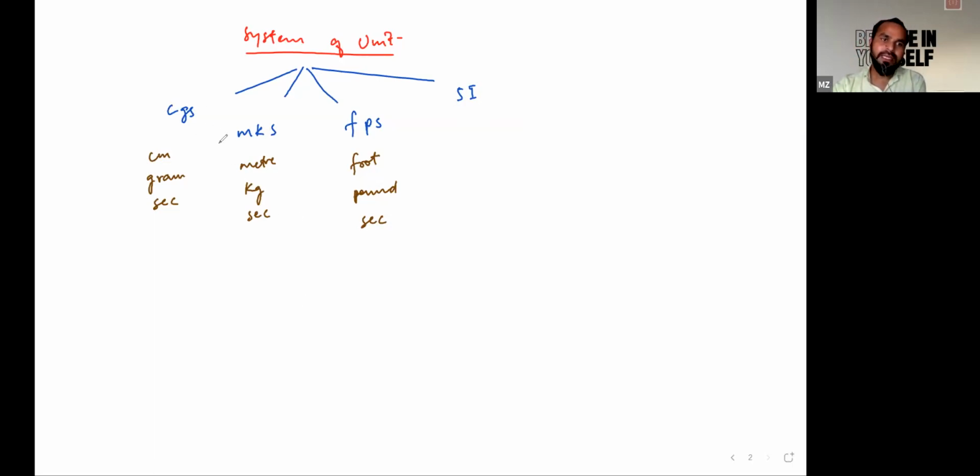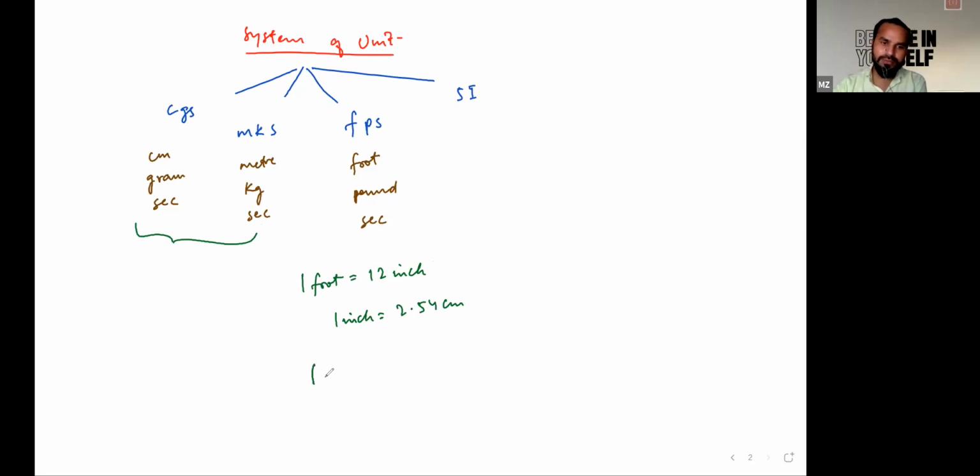CGS system of unit and MKS system of unit are just correlated with one another. This is the smaller system of unit and this is the larger system of unit. For FPS, 1 foot is equal to nothing but 12 inches, and 1 inch is equal to 2.54 centimeter.